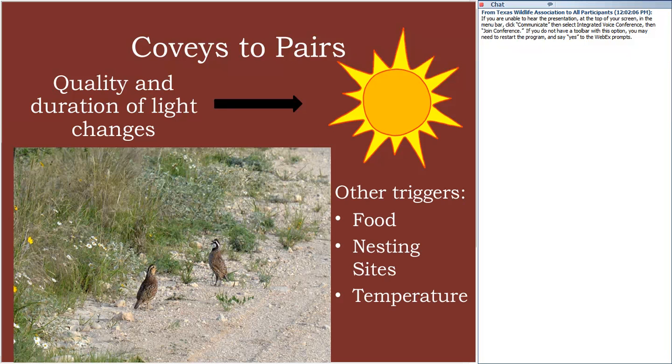There are thought to be a few other triggers that contribute to that switch, among which are an increase in food, an increase in available nesting sites, and also temperature, of course, is another big contributing factor. In fact, during years when you tend to have an increase in temperature followed by an abrupt cold front that comes through, in some cases, you can actually have quail revert from their pairs and get back into coveys, or it can delay the formation of those pairs.